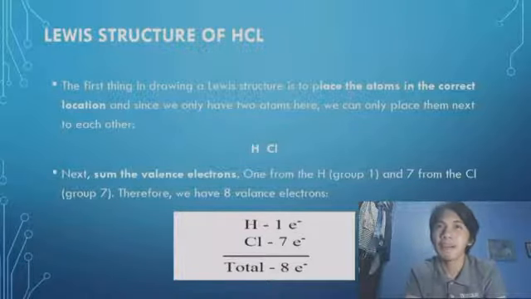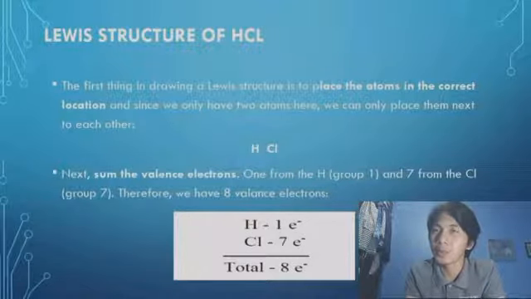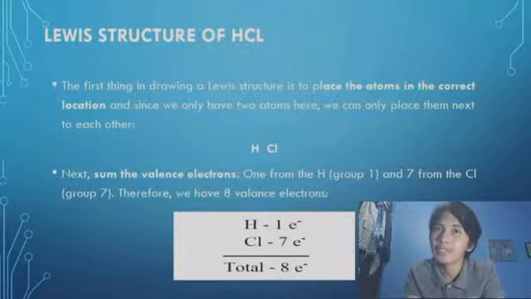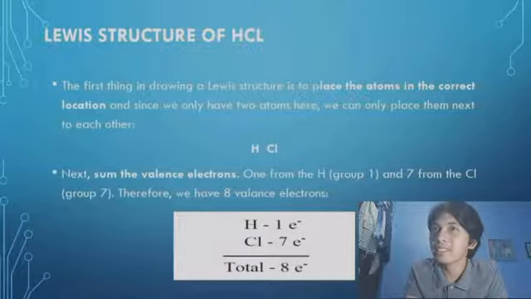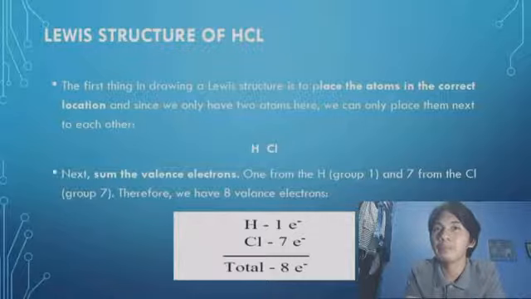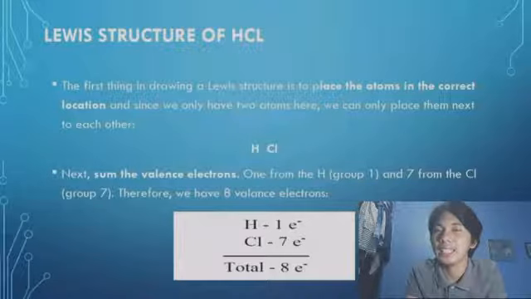Next, sum the valence electrons: 1 from the H or group 1 and 7 from the Cl or group 7. Therefore, we have 8 valence electrons. To determine the number of valence electrons, you need a periodic table of elements, and the group or family number of the element is the number of your valence electrons.